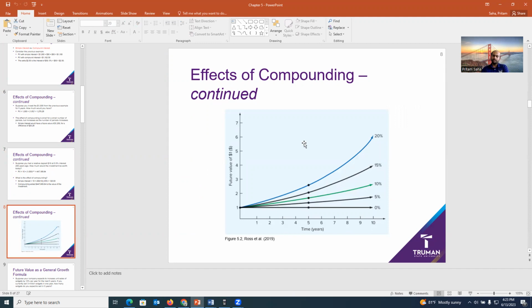The impact is curving upwards. So in short, effect of compounding means how much more your future value will be on top of the simple interest method. And if the interest rate is more and the number of years is more, the effect is cumulative, way more. So that's the idea.